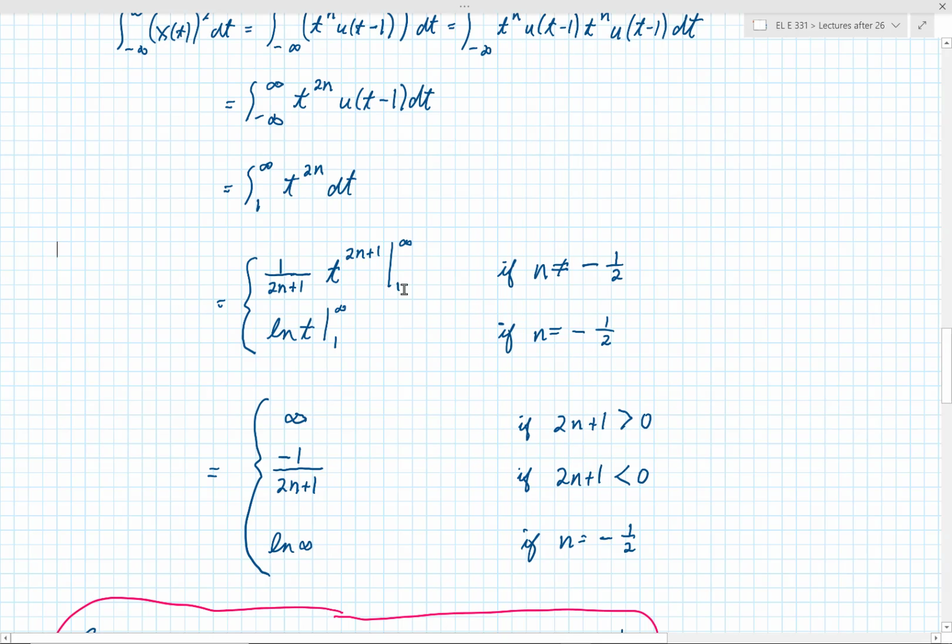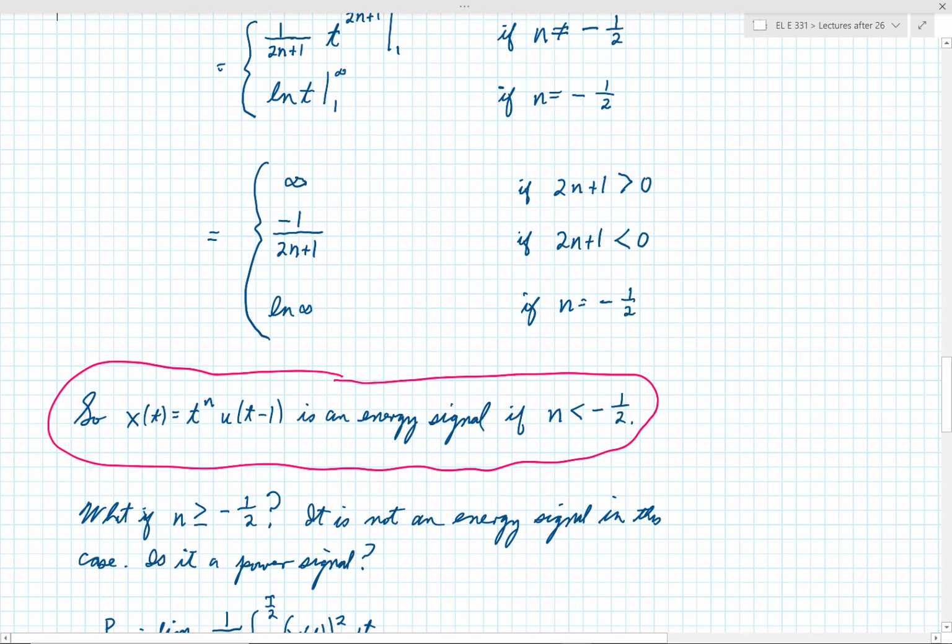So we would have 0 minus 1, which is negative 1. And so we would get negative 1 over 2n plus 1 if 2n plus 1 is less than 0. So this breaks up into these three cases. And so x of t equals t to the n u of t minus 1 is an energy signal in these two cases here. In the upper case, it's not an energy signal because we're getting infinity.